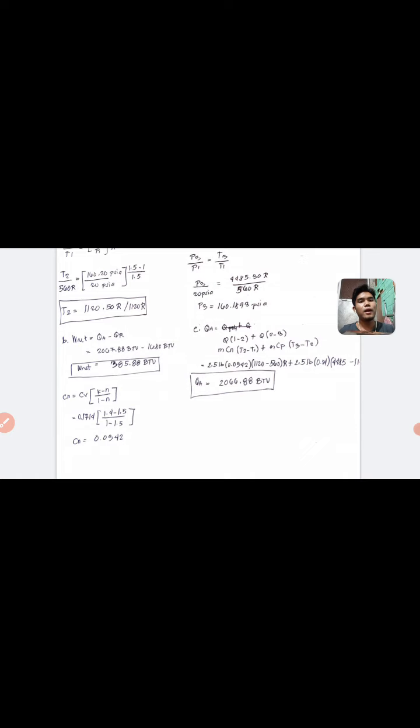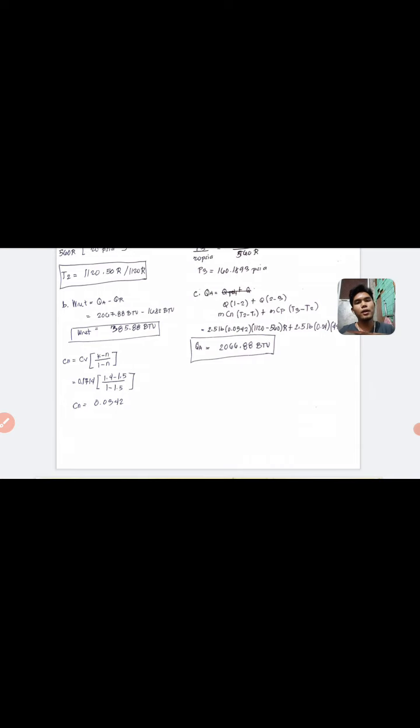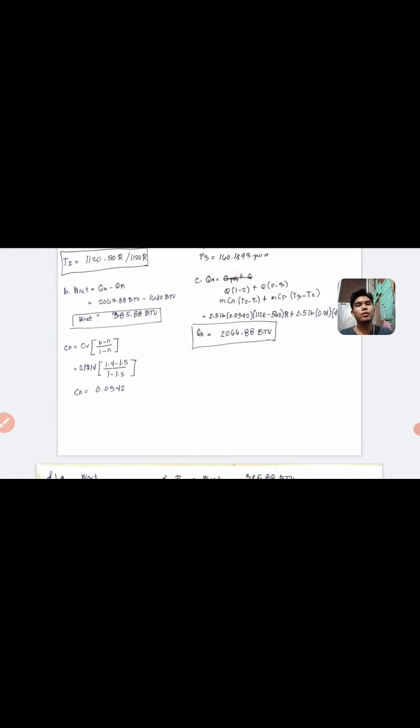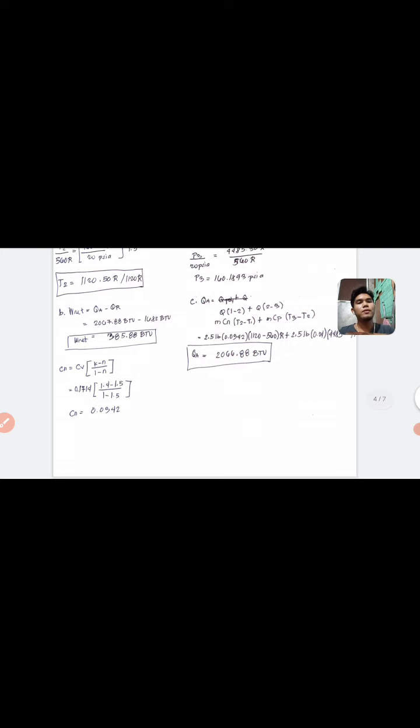Cn, we don't have the value of Cn, so let's solve now for the Cn. So Cn is equal to Cv multiplied by K minus n over 1 minus n. Since we have the value of our Cv and our n and our K, since it is air, one of the properties of the air, which is K. So K is equal to 1.4. So substituting the given value, Cn now is equal to 0.0342.